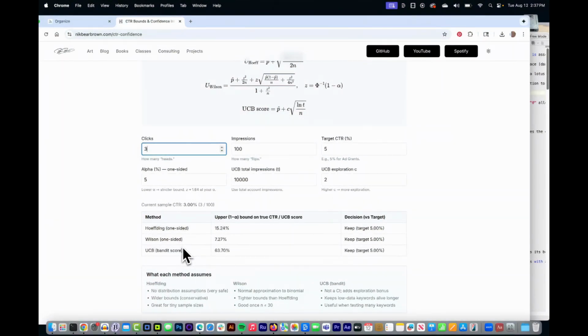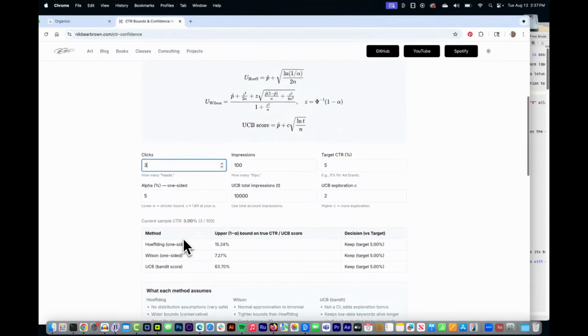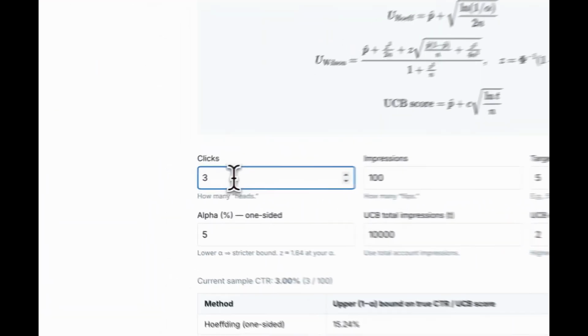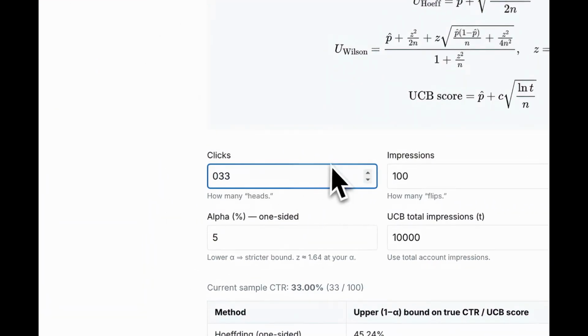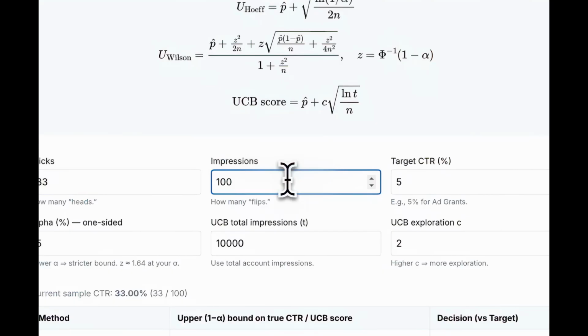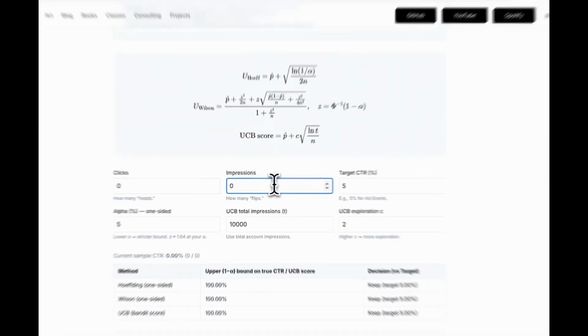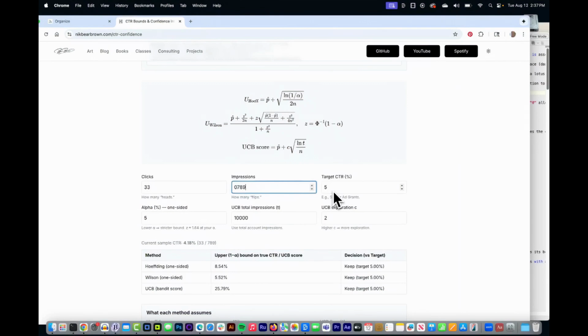UCB is wildly optimistic. So I've included it here mainly for theoretical purposes, but I would not recommend using that for this purpose. It's great for other purposes, particularly automatically choosing channels to go to if you have multiple choices. But the idea here is you put in the number of clicks you got, say 33 clicks off of 1,000 impressions. Let's take a different number. How about 789?